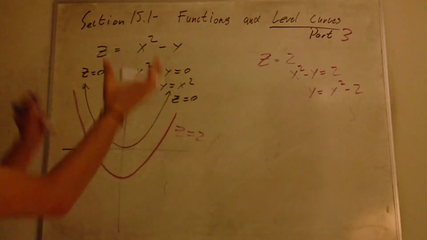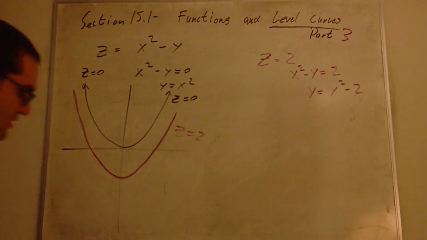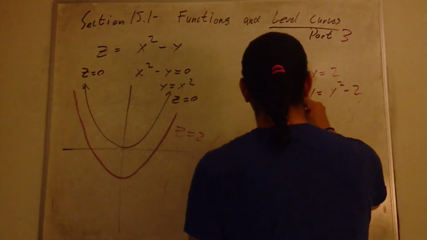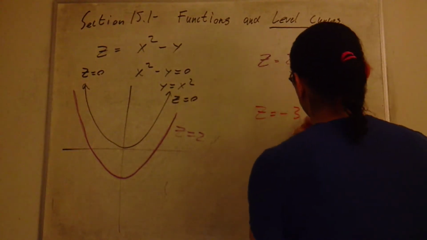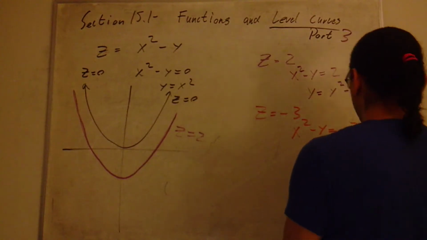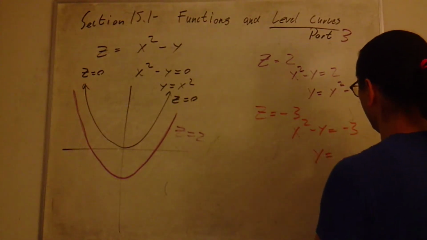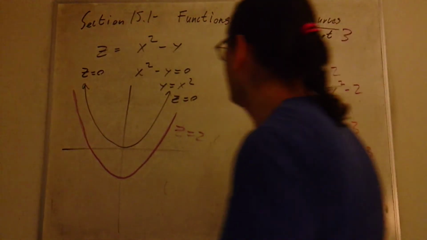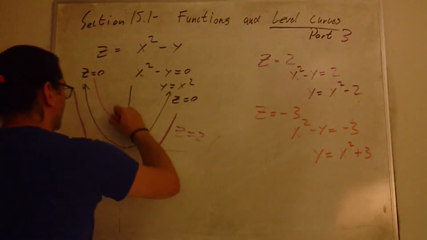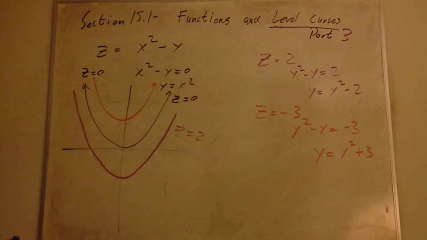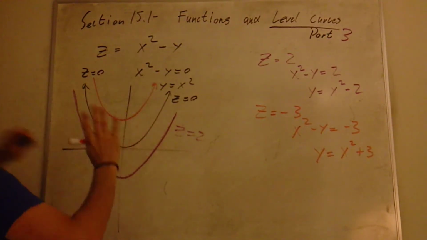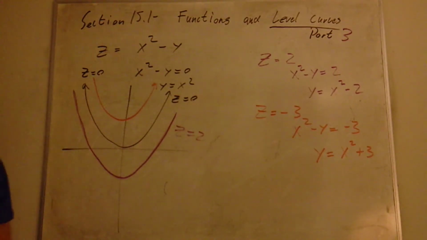So as you come out, the parabola sort of drops a little bit. If I wanted to do a z equals negative 3 level curve, I would have x squared minus y equals negative 3, which would give me y equals x squared plus 3, solved for y. So that's the same parabola but moved up 3 units. So if you imagine the purple being out here and the black being on the surface and the red being behind the surface, you can kind of see the shape we have here.